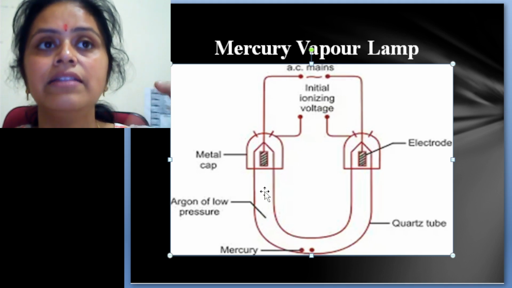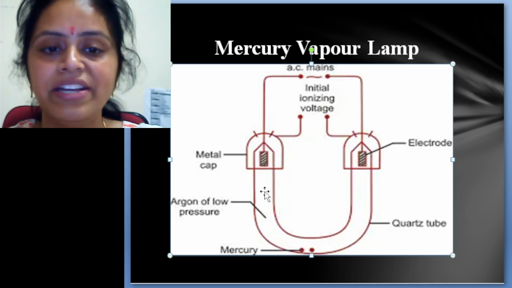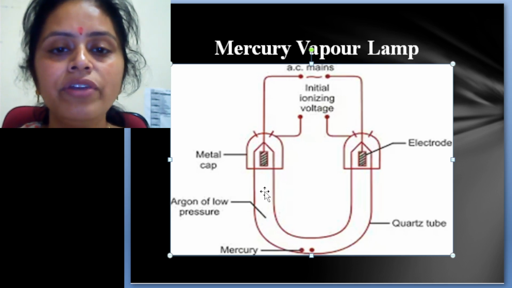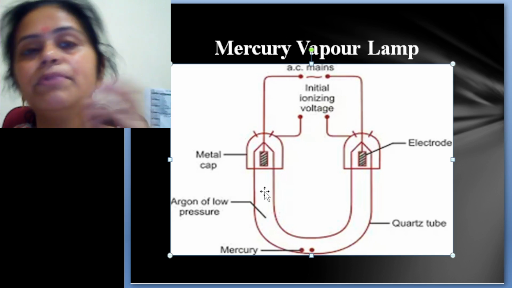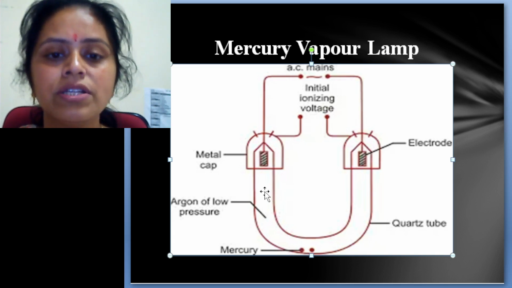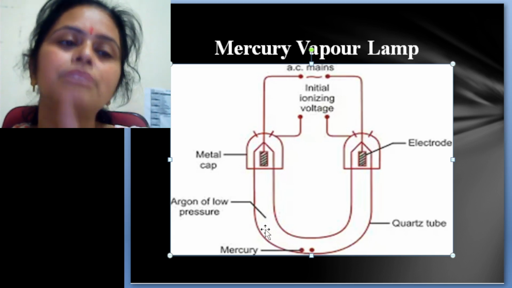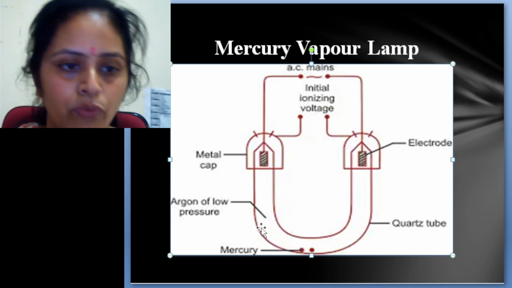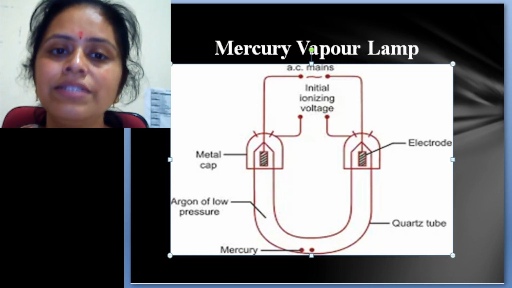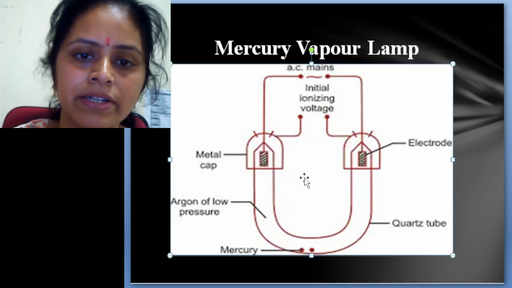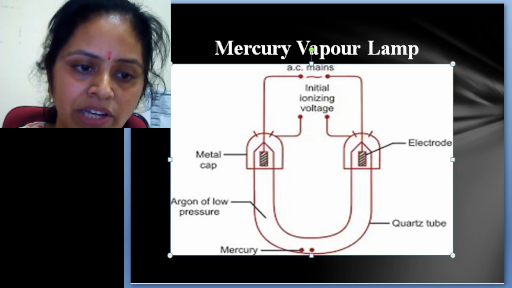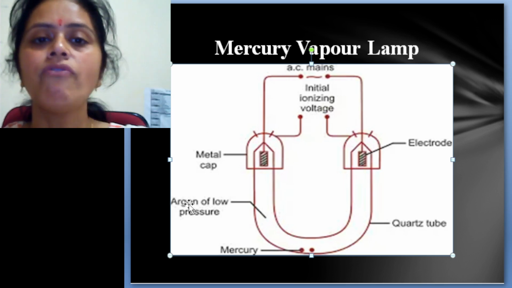Vaporization results in the emission of UV radiation, but somehow it also emits visible light with it. This is one of the drawbacks which this machine has. So this is how exactly this mercury vapor lamp works inside the machine. This is the inside of the mercury vapor lamp.